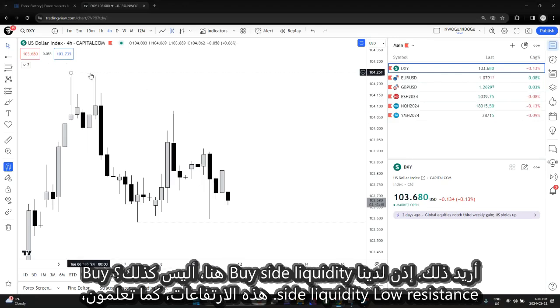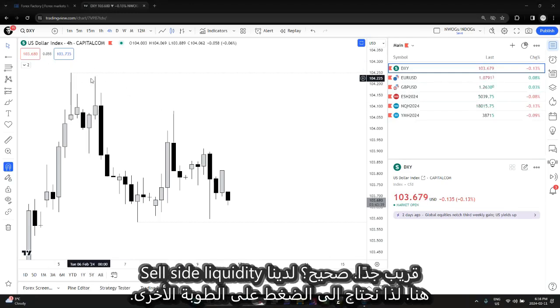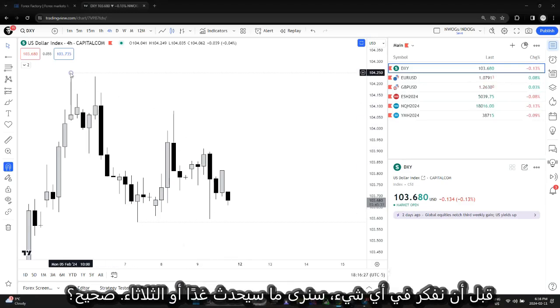So we have buy side liquidity here, right? Low resistance, buy side liquidity. These highs in close proximity, right? We have sell side liquidity here. So we need price to either break above here or break below here before we consider anything. So we'll see what happens either tomorrow or Tuesday, right?